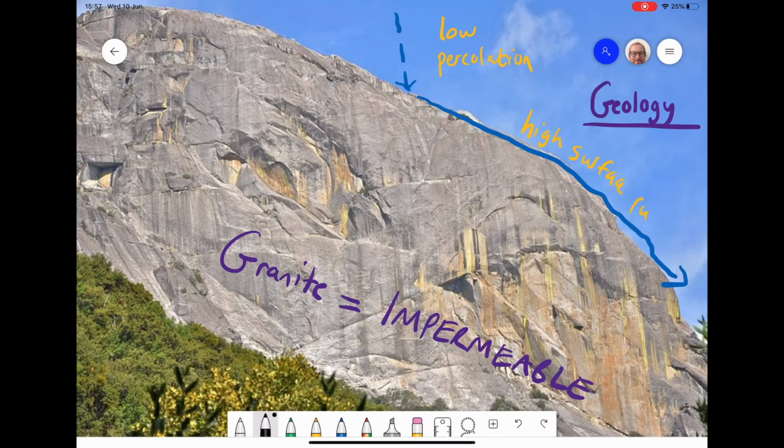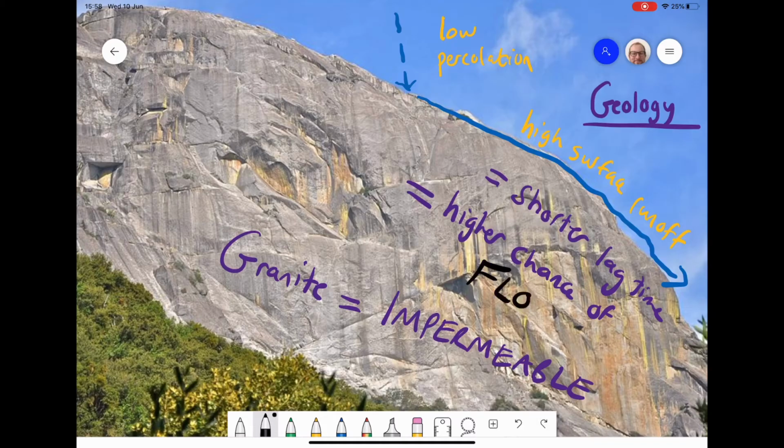It goes over the surface. And because of that, this therefore affects flooding. That means the water is getting to the river quickly. That means there's a short lag time. And because of that, we have a higher chance of flooding occurring.